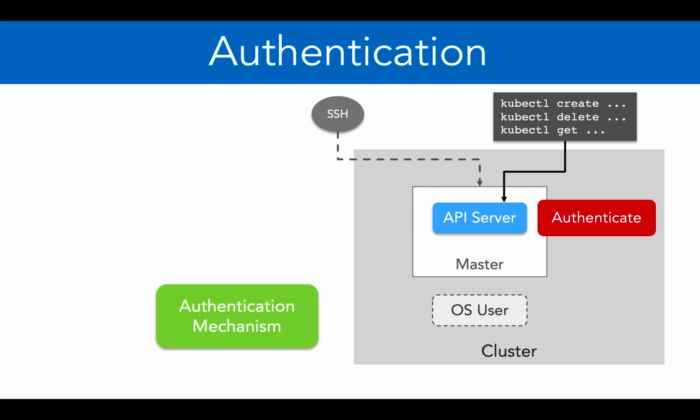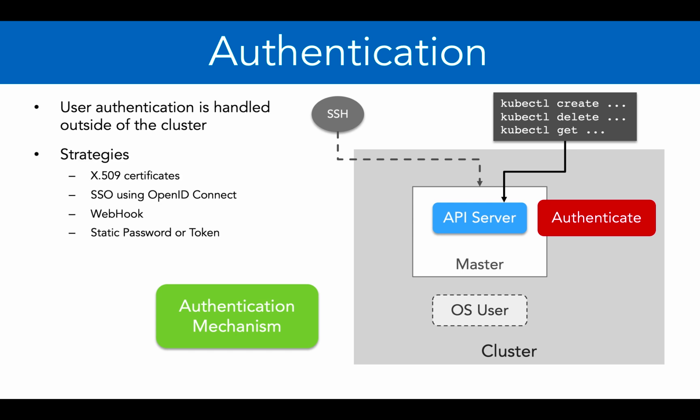That means that an OS user should also work, but actually the OS user will not give you authentication. The authentication mechanism in Kubernetes is completely outside of the purview of the cluster, and it is external to Kubernetes. Kubernetes does not provide any authentication mechanism. The user authentication is always handled outside of the cluster. And there are various strategies of authentication available. One of the easiest is static password or token, and X509 certificates. Then we have single sign-on using any OpenID Connect authenticator like Google, Amazon, Facebook, etc. Then we have something called Webhook. So these are the authentication strategies supported by Kubernetes.